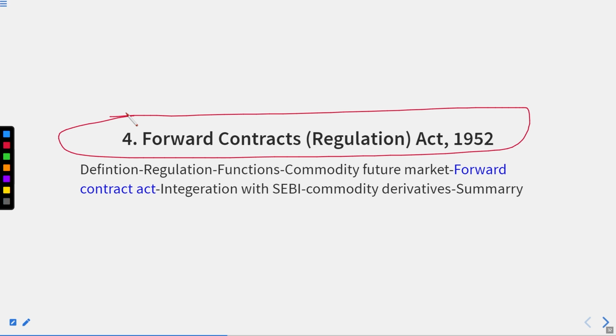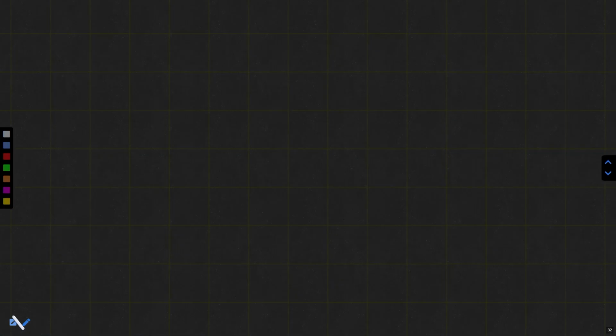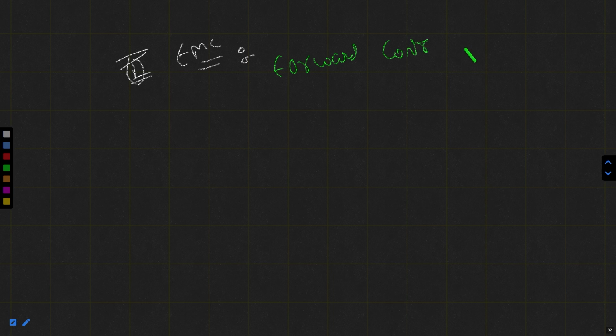So this is the topic we are going to start with: Forward Contracts Regulation Act 1952. Please remember, as I told you in the previous lecture, as far as the FMC is concerned, its parent act was the Forward Contracts Regulation Act 1952, right? That's what we have discussed.